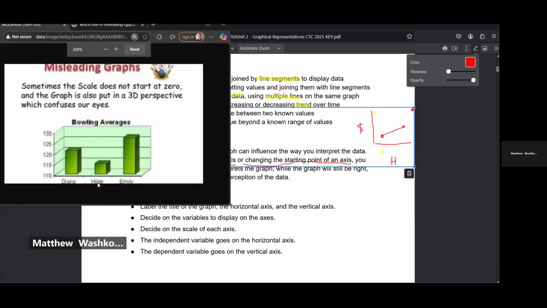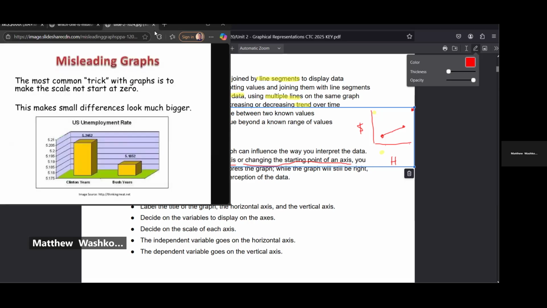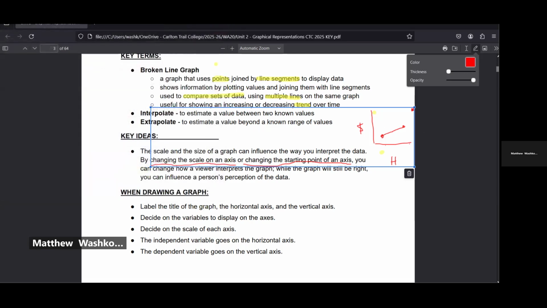Oh my God, Hilda is so much worse than Emily. No, this graph starts at 110. She's only about 20 points worse. Same thing. Oh my God, the unemployment years, George W. Bush was the worst thing ever for the economy. Well, no, they're really similar employment rates, right? There's like a 0.1% difference. It doesn't matter much. So that's what I mean here with misleading graphs.